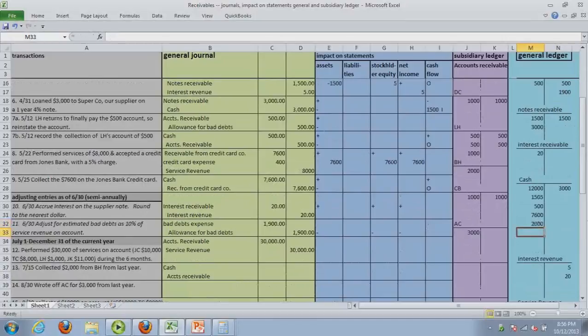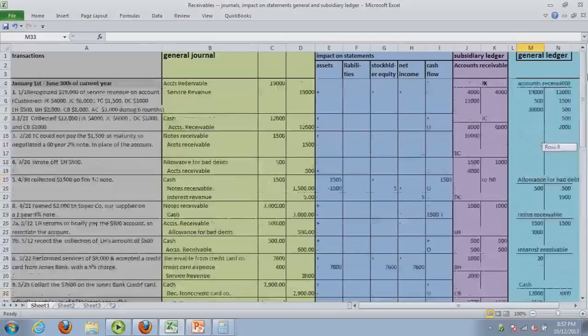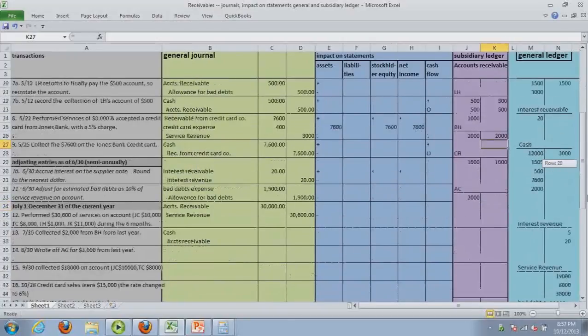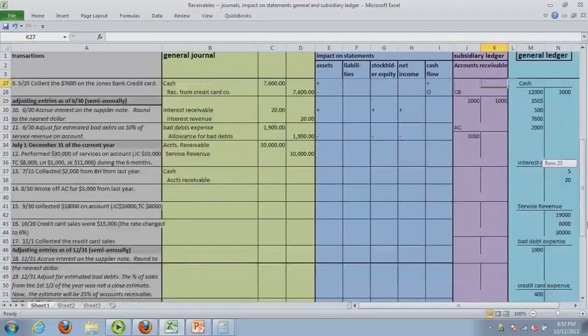Okay, and BH needs to be posted too. So in the subsidiary ledger, BH had, there he is, or she, a 0 balance. Actually, that's my spouse, so I'd have to say he. Okay, and I forgot to put the amounts in. That's funny, I got everything else in.